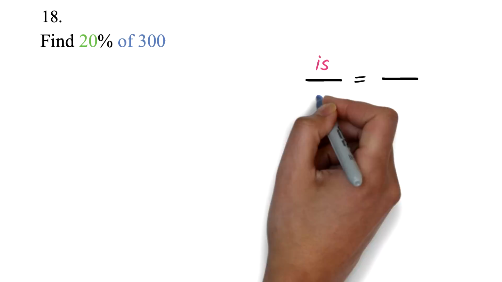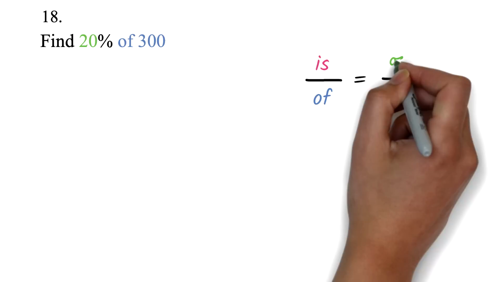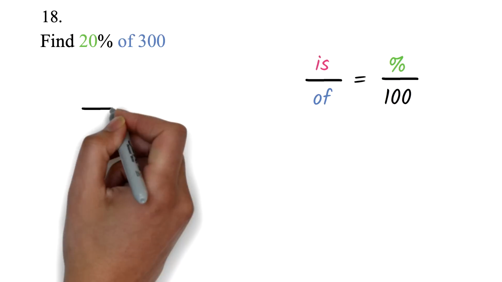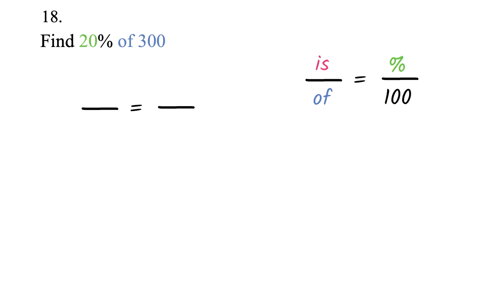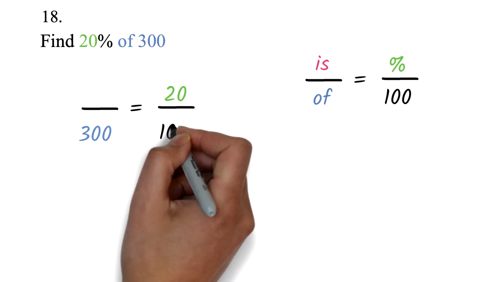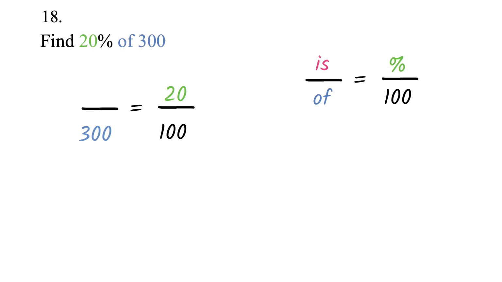For this method, we will put our is value here. We will put our of value here. We will put our percent value here. Then 100 here. For this question, we have 20%. So we put 20 for our percent value. We have of 300. So the 300 is our of value. We will put it here. We have 100 here, which is constant.